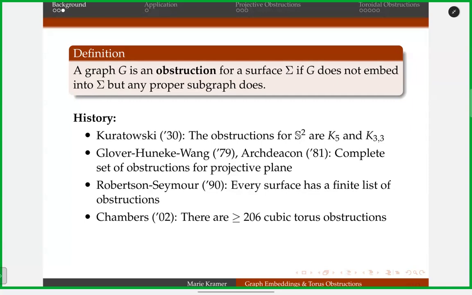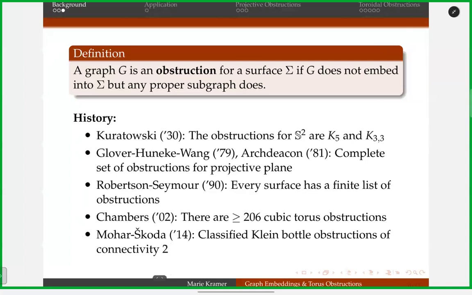If we drop the word cubic and just look at torus obstructions, there's over 250,000. To this day, there's a list online where people contribute, saying, oh, I found a new torus obstruction. A lot of the work is computational, and part of what I'm interested in is learning more about what the structure of these obstructions looks like. There is even less known about the Klein bottle. There is a classification of Klein bottle obstructions of connectivity 2. I believe there's something between 600 and 700 of those, but that's one of the only results that is known so far.